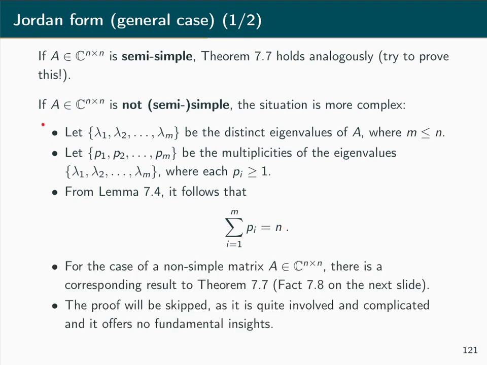Now for this scenario that has just been described, where A is not semi-simple and not simple, there exists a corresponding result to theorem 7.7, which will be stated in fact 7.8 on the next slide. However, we will skip the proof because it is actually quite complicated and involved, and it does not offer any new fundamental insights. So we do not really gain anything by looking at the proof. It's just long and ugly.